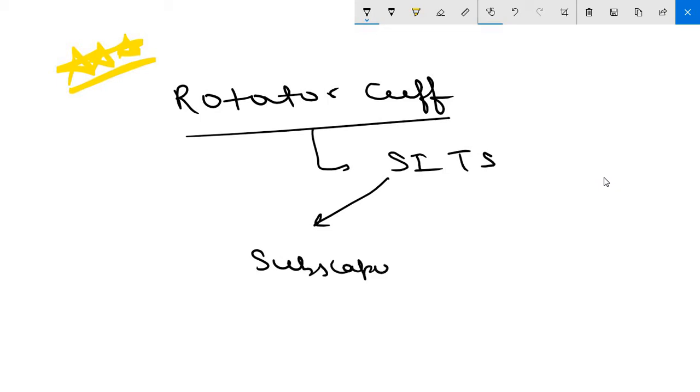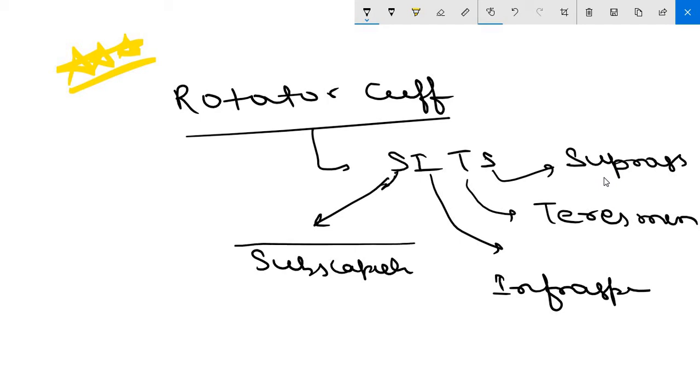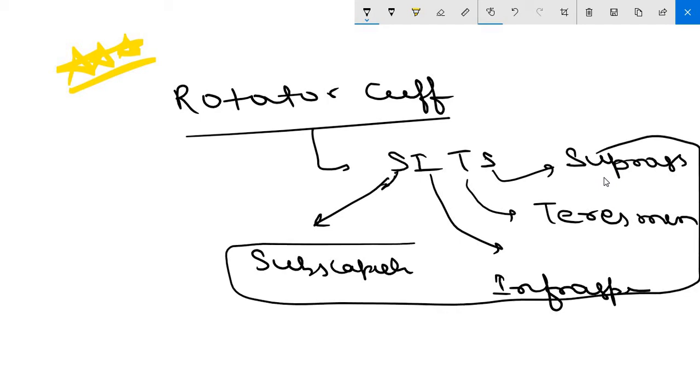I is for infraspinatus, T is for teres minor, and S is for supraspinatus. So these four muscles make the rotator cuff. This is the most important question and also comes in short notes. You have to first describe that the rotator cuff consists of four muscles, and then go on to describe these four muscles with diagrams.